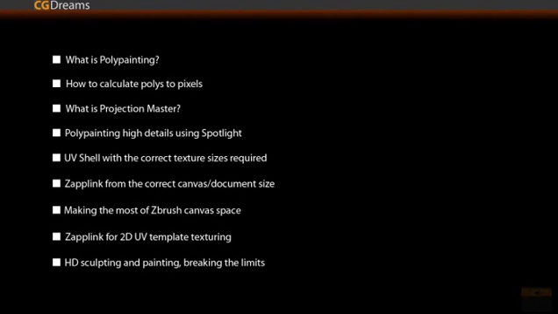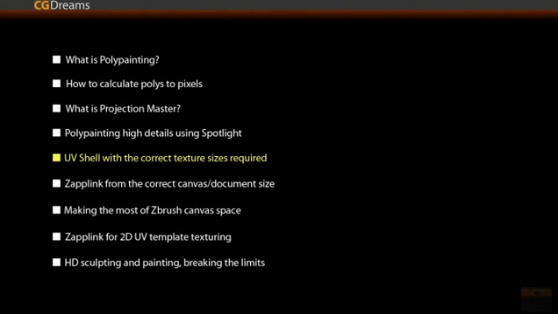We looked at what polypainting is and how to calculate the maximum required polygons for the polypainting to texture map size. We overview Projection Master and the limitations and advantages. We also looked at polypainting with the freedom to paint while requiring larger polygon counts to hold that detail. We see how polypainting can be used with Spotlight to project photos and textures onto our model.